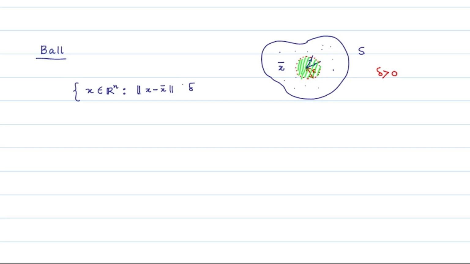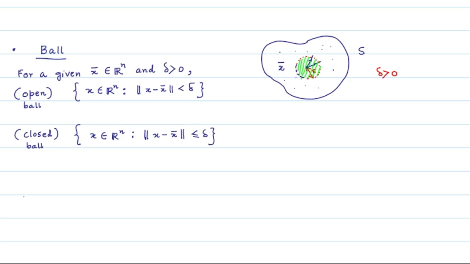If we exclude the points on the periphery of this disk or sphere, then we call this set an open ball. If, however, we include the points on the periphery of the ball, then we call this collection of points whose distances from x bar are less than or equal to delta a closed ball. With the help of this notion of ball, we define a neighborhood of a point x bar in Rn. Before the definition of a neighborhood, I must give the notation of the open ball and closed ball. For an open ball, we use the notation B(x bar, delta), and for a closed ball we use the notation B bar (x bar, delta).